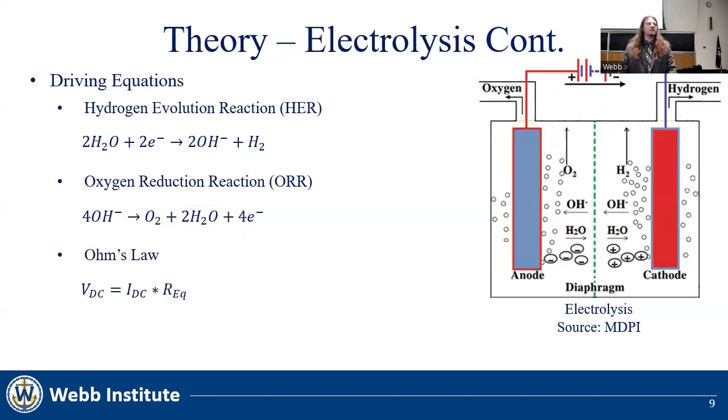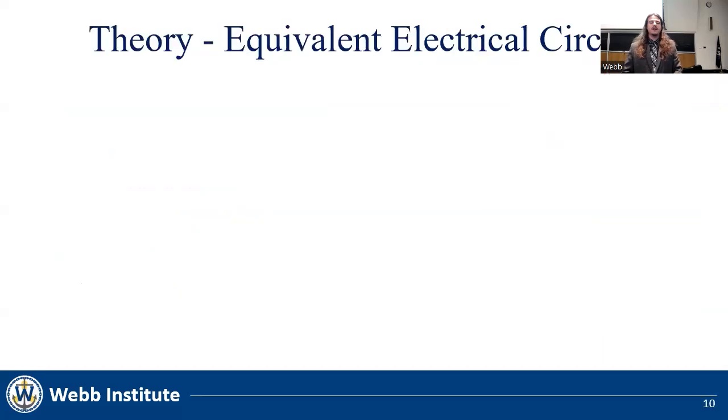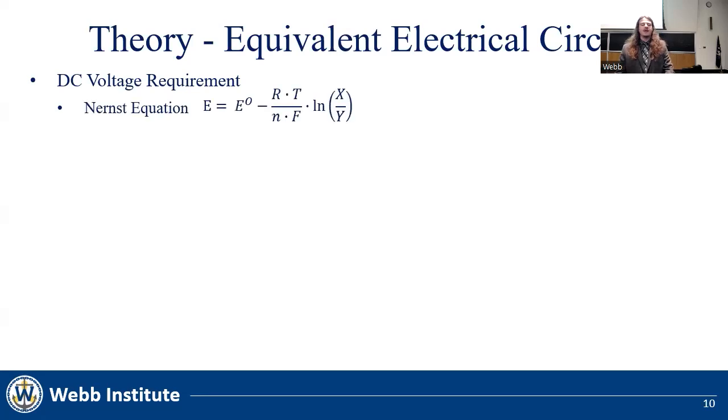Lastly, Ohm's law helps to relate the applied DC voltage VDC to the induced DC current IDC through the equivalent resistance of the system, REQ. Now that I understood how electrolysis generates hydrogen bubbles used for flow visualization, I began to examine variables that may affect my apparatus design. This included a further analysis into the equivalent electrical circuit, which helped me determine my DC voltage requirement. I utilized the Nernst equation, pictured above, which is a thermodynamic formula meant to express chemical reactions in terms of a necessary voltage.